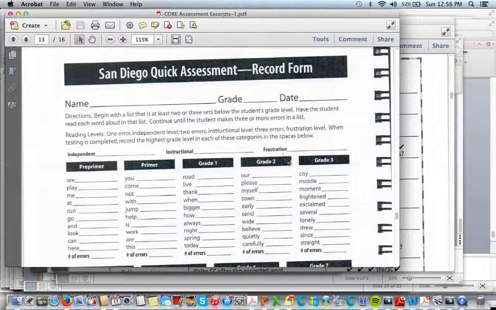So maybe I can say, okay, this is a 5th grader. Maybe they're reading at grade 3. So maybe I'm guessing maybe they're reading at grade 3. So I'm going to have them start with the list in grade 1.